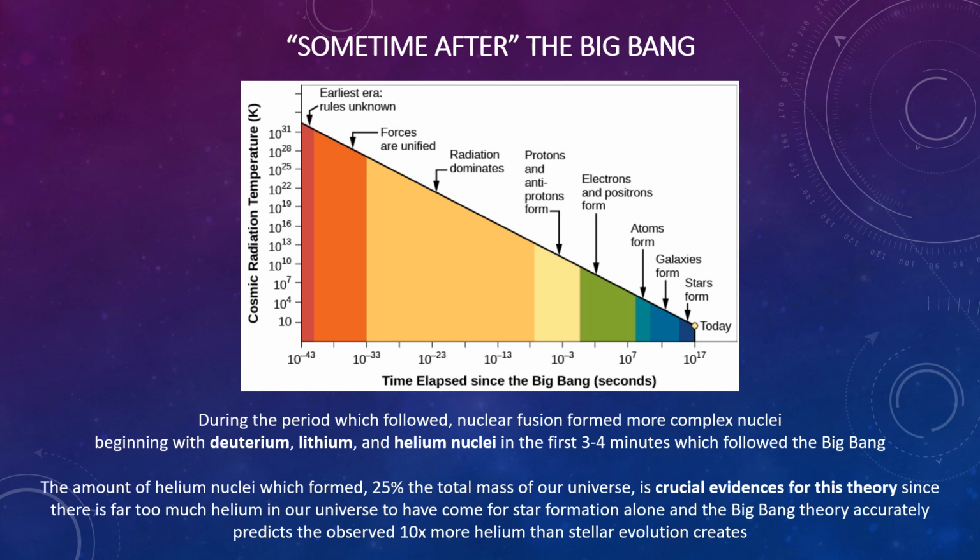The amount of helium nuclei which formed, about 25% of the total mass of the universe, is crucial evidence for this theory, since there is far too much helium in our universe to have come from star formation alone, and the Big Bang theory accurately predicts the observed amount of helium that is 10 times more than there is from just stellar evolution. So the Big Bang can explain why we have so much helium in our universe.